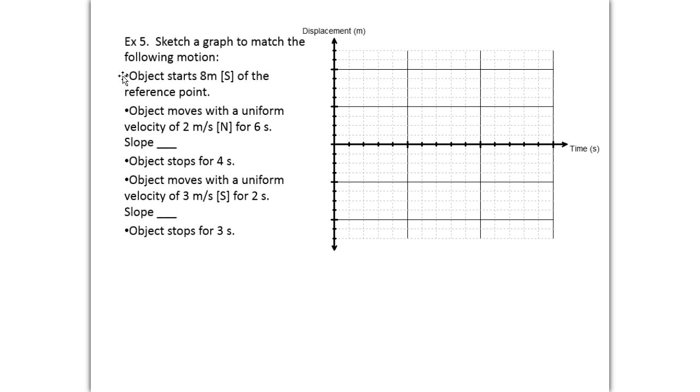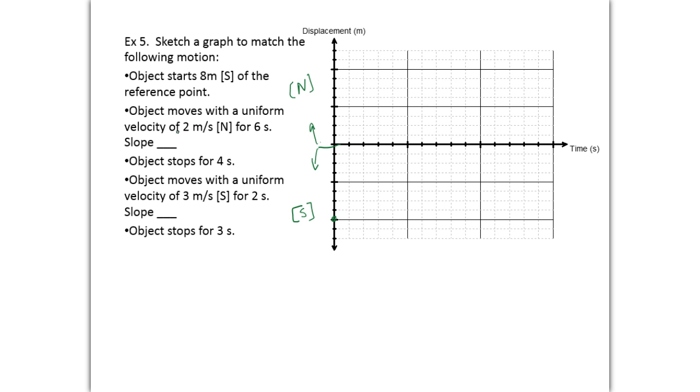So now let's assume that you've already gone through this. An object starts 8 meters south of the reference point. And if you recall, north is positive. So everything above this line will be north and positive. Everything below the line is south and considered negative. So it starts 8 meters away. 1, 2, 3, 4, 5, 6, 7, 8. So the object starts here.